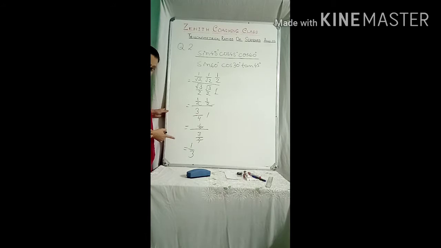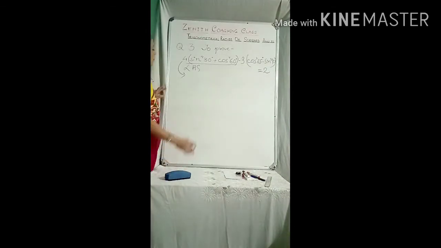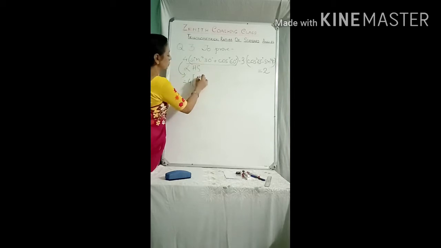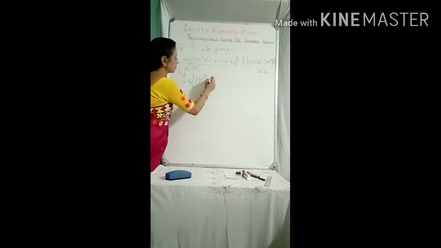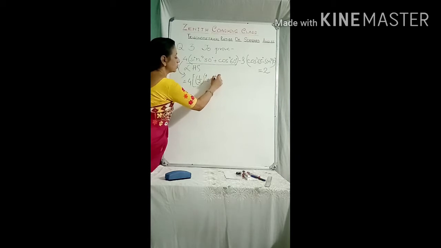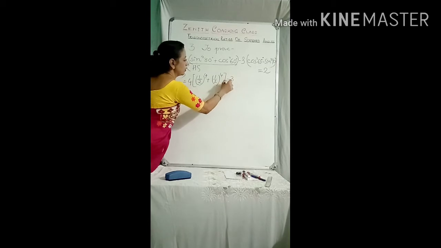Not so easy? Easy sum. So let's observe, marks will be deducted, you know. Here is 4 sin to the power 4 30 degree. Sin 30 is 1 by 2, so (1 by 2) to the power 4, plus cos 60. What is sin 30? That is cos 60. So (1 by 2) to the power 4.